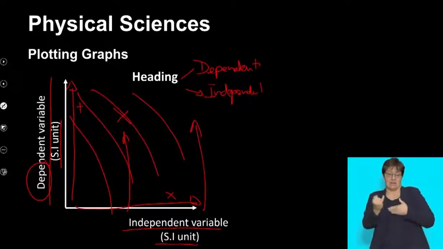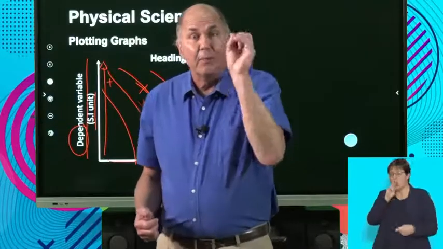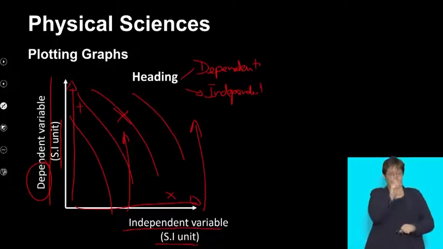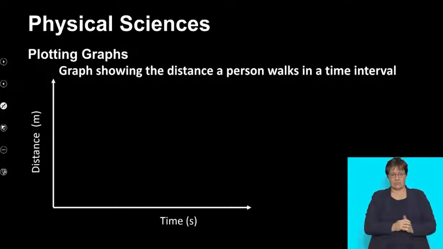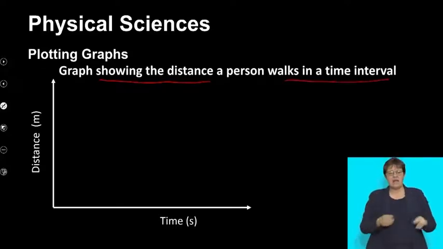Now, I know this is all quite generic and quite theoretical. Let's go and look at a practical example so you can see exactly what I'm meaning. So if we are given the idea of a graph showing the distance a person walks in a certain time interval.